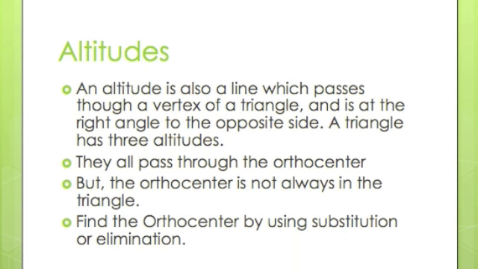An altitude is also a line which passes through a vertex of a triangle and is at a right angle to the opposite side. A triangle has 3 altitudes. They all pass through the orthocenter, but the orthocenter is not always in the triangle. Find the orthocenter by using substitution or elimination.